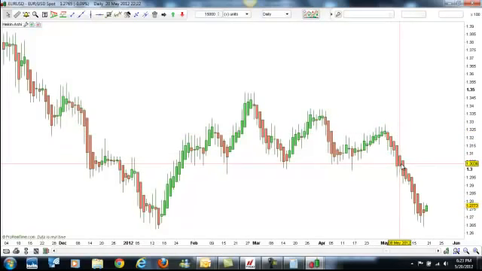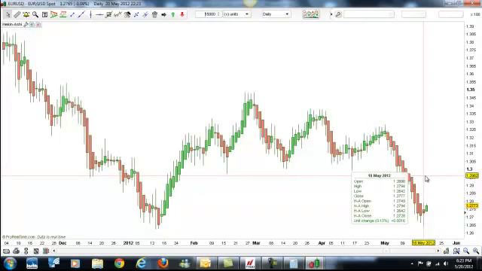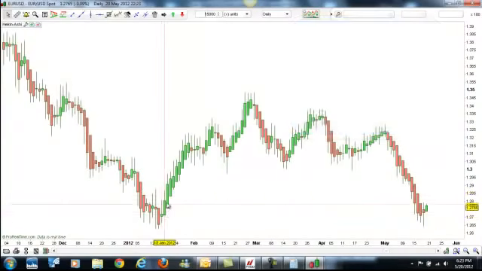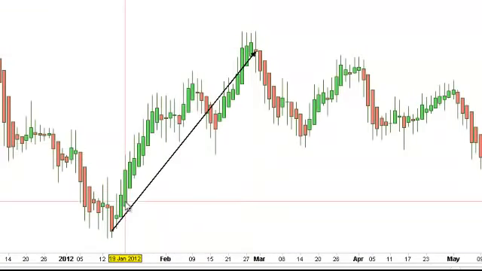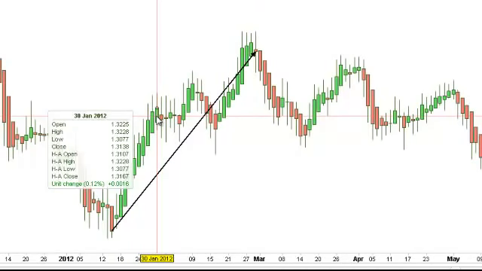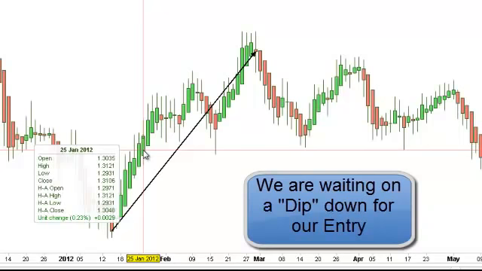We don't just jump on the bandwagon on any one of these trades. You sell the rallies in a downtrend, and you buy the dips in an uptrend. So here's what this means. You can see back here that this pair had trended up for this period of time, for what's that, 3.5 weeks. So as this price was going up, we are waiting for an opportunity to get on board on this uptrend. Now we don't just click a button and buy at any one given time. We need to wait for a proper entry.